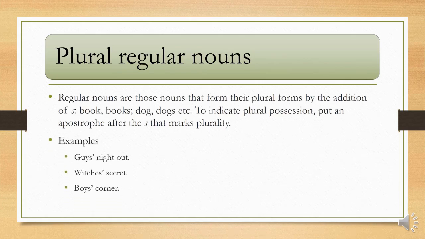For example, you have guys' night out. Guys is the plural of guy. Now the S there is not the possession S. The S there is a marker of plurality. But then you don't need to add another S after guys. Boys' corner. So you can see the apostrophe is added at the end of the noun, but then there's no S coming after the apostrophe. If you remember, that was what I said earlier, that it is not in all cases that you have an apostrophe and an S to show possession.